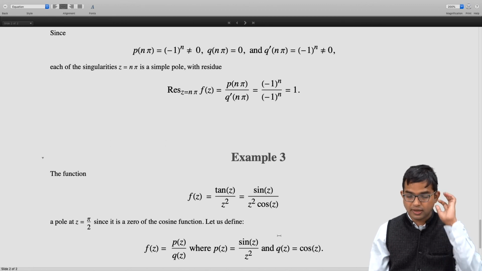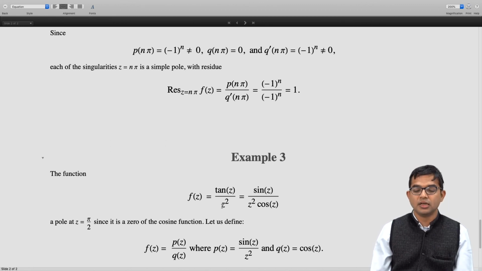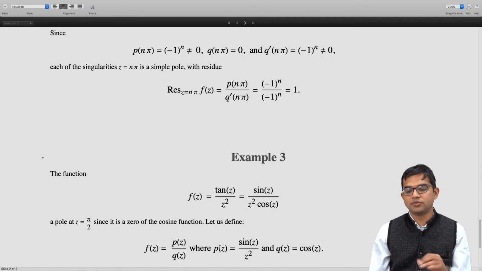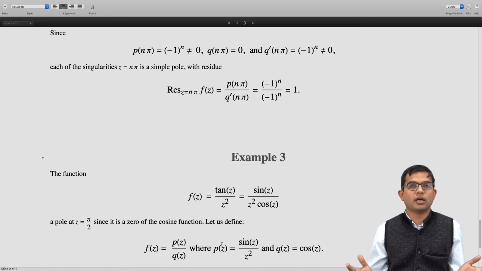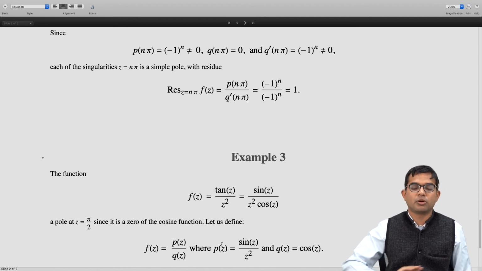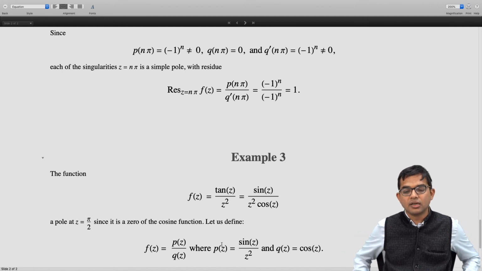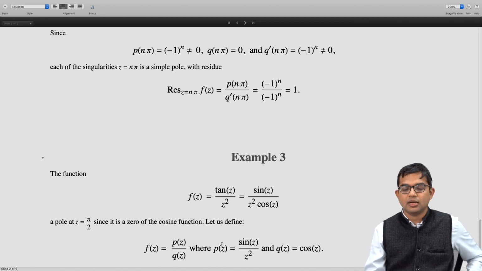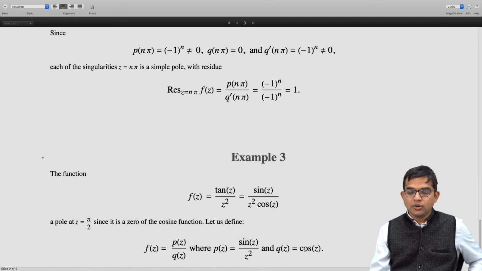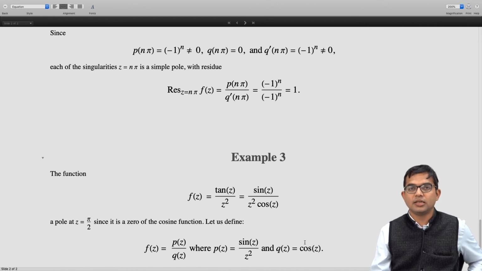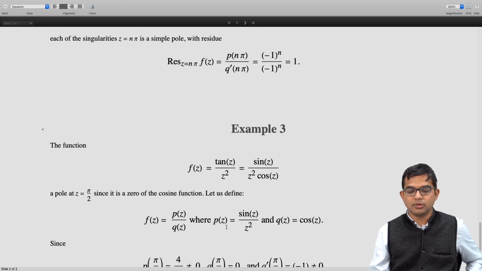So you can actually define this function f of z to be p of z over q of z, where p of z is sine z divided by z squared. So since you are at z equal to pi by 2, there is no problem with this function sine z by z squared. It would be problematic if you are looking at it at the origin. And q of z is equal to cosine z. So the mess really comes from cosine of z, which has a 0 at the point pi by 2.